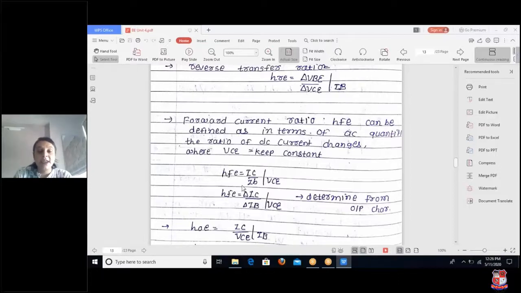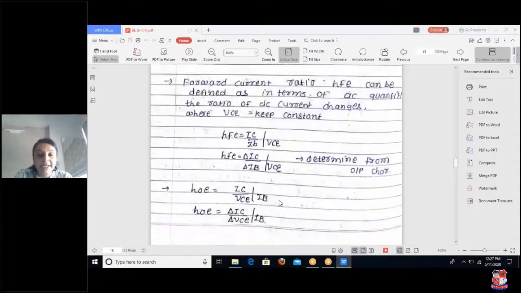HFE equals IC upon IB whenever your VCE is kept constant. So HFE equals delta IC upon delta IB when VCE is constant. Now the last one is HOE. HOE is your output admittance, which is IC upon VCE whenever your IB current is constant.